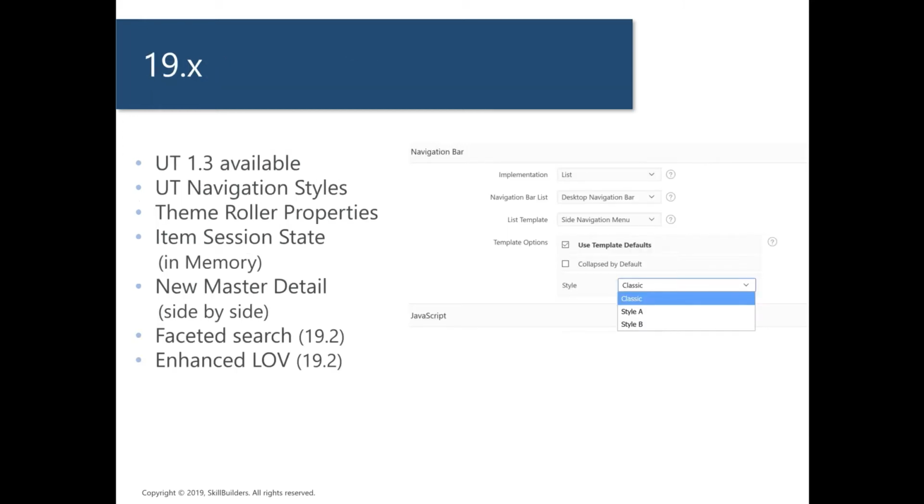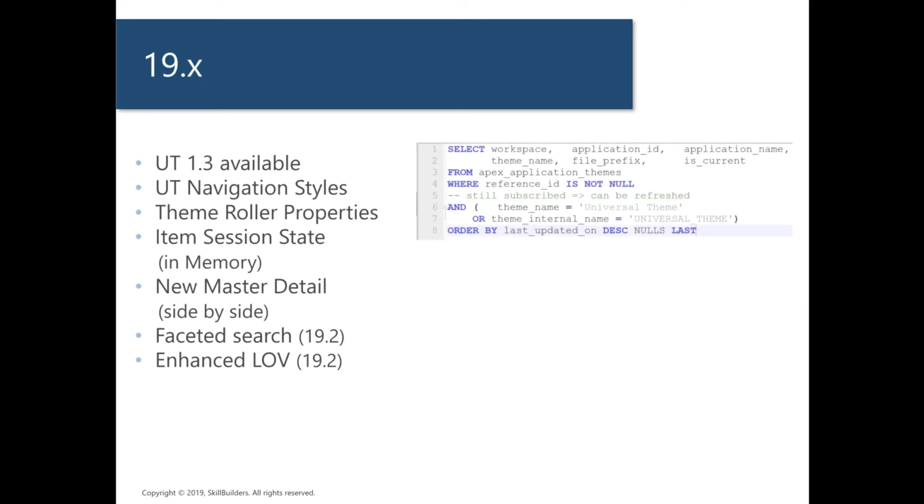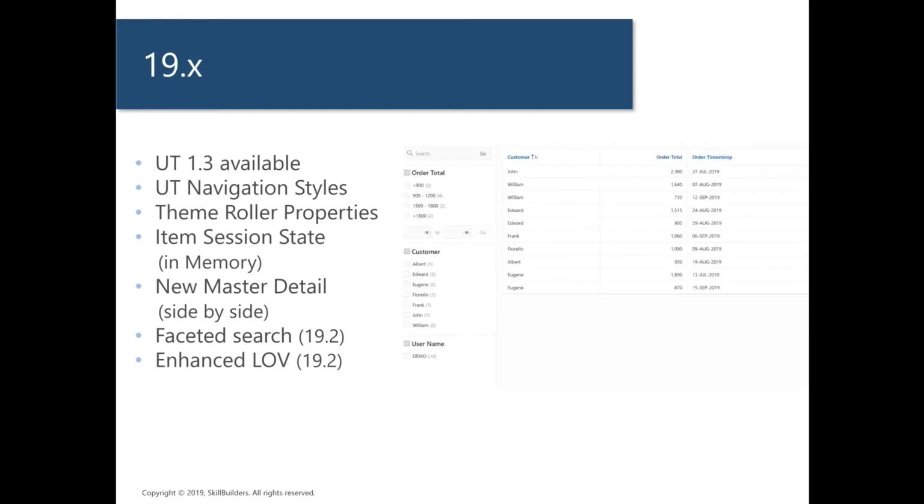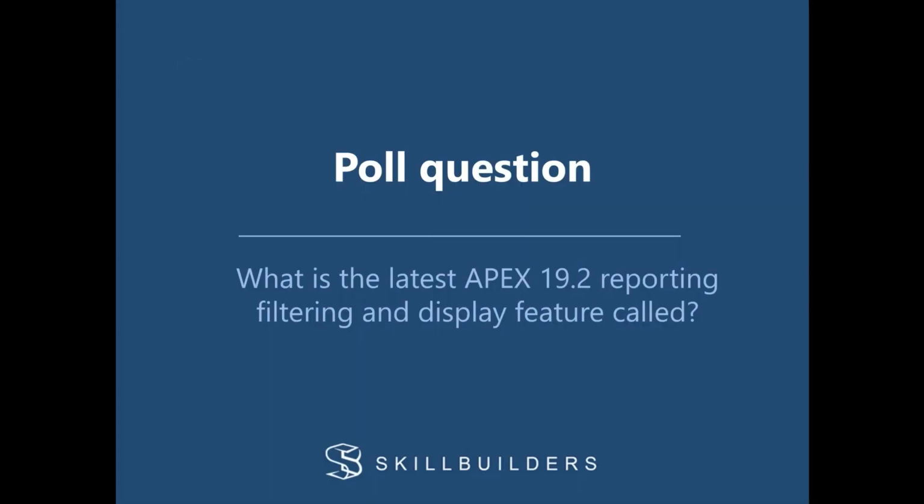With 19, pretty much we all heard about Faceted Search, which is coming in 19.2. In 19.1, I think there was a new version of Universal Theme. So if you ever upgrade, please make sure that you also refresh your Universal Theme as well, and stay subscribed, of course. New enhanced LOVs are coming up, which we all waited for, with the new filtering.